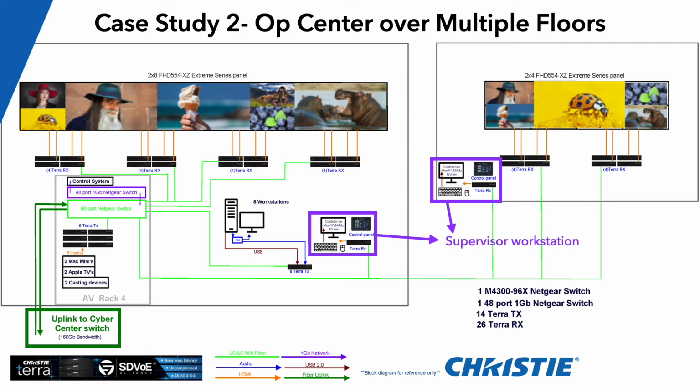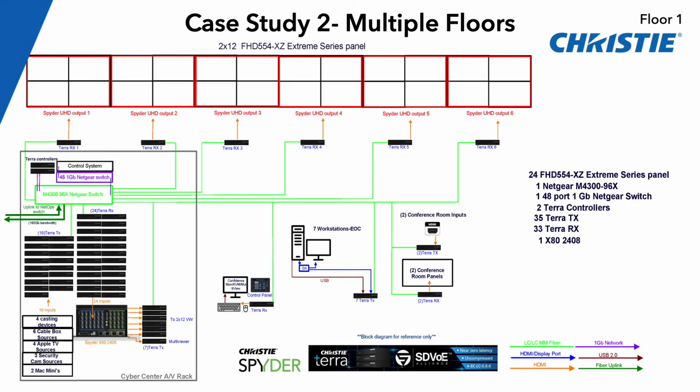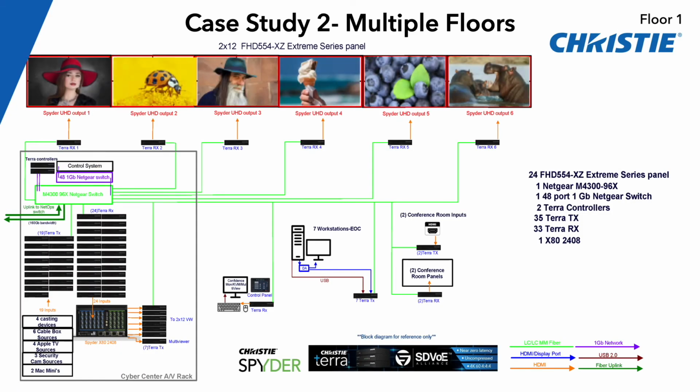Here's another supervisor workstation that I have. 8 workstations sitting right in front of that video wall, and they have total control for routing layouts to that 2x8. Here's downstairs, okay? Downstairs, they have a 2x12 video wall. This is a little bit different here. So now I've got a receiver for the 2x2s, and they can route video like this.